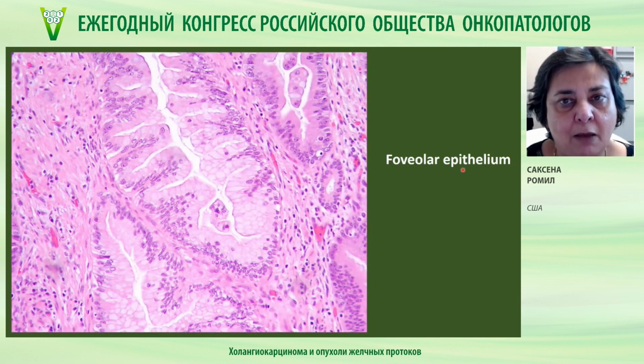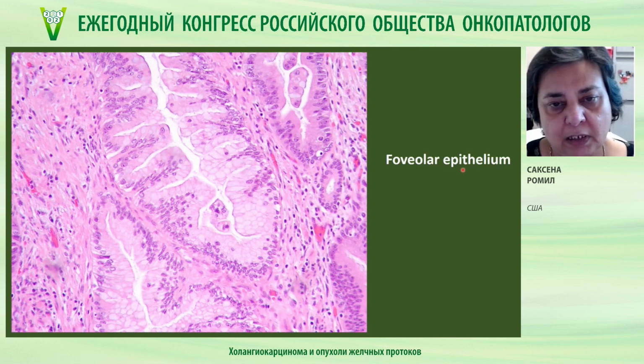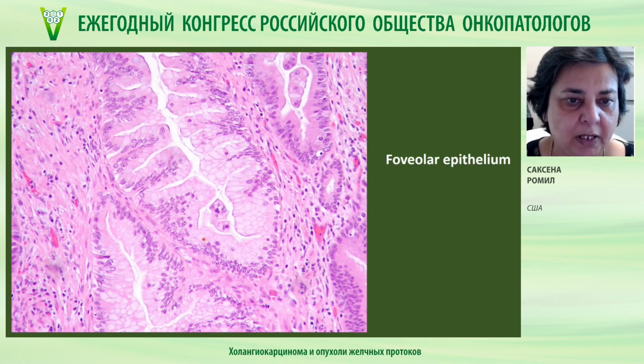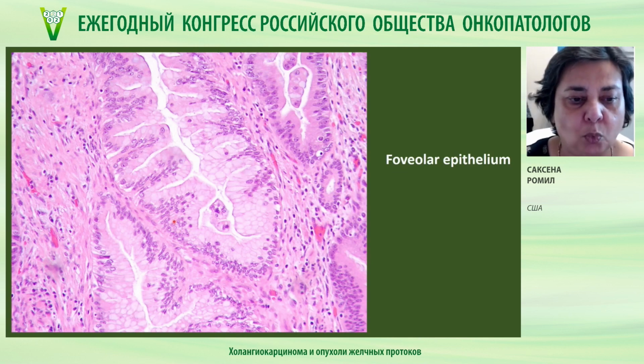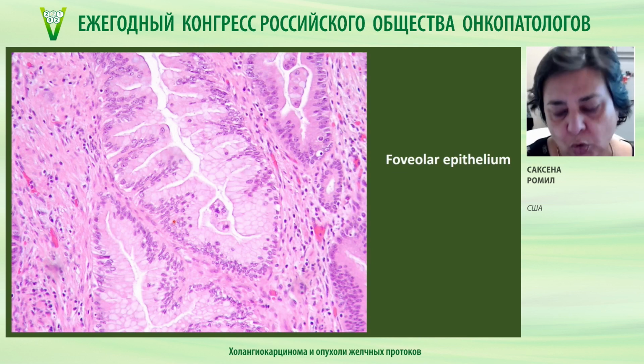This is an example of foveolar epithelium, gastric foveolar epithelium in cholangiocarcinoma. And this is recognizable to all of you, I'm sure, because you have abundant apical mucin over here, for example, and these small nuclei sitting at the base of these cells, very much like what we see in the gastric foveola.